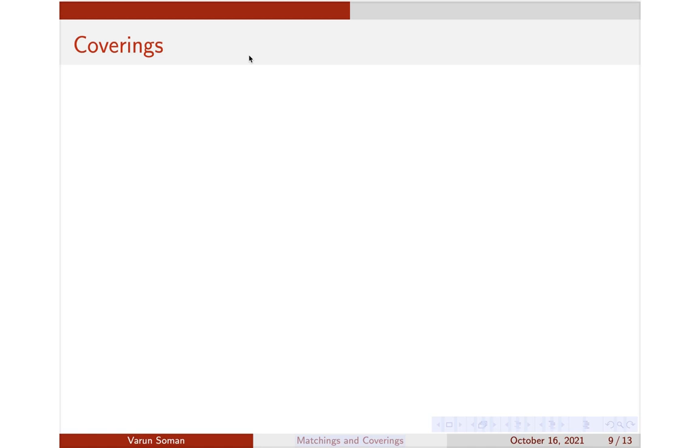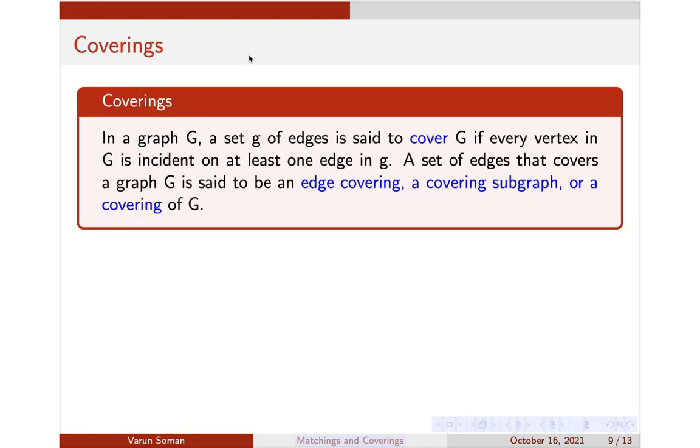Very simple idea. In matching, it was a collection of edges which were not adjacent. Here the edges could also be adjacent. So in covering the edges could be adjacent, while in matchings the edges cannot be adjacent. The property of covering is that the edges should touch all the vertices. That's the only idea. So definitely if you take all the edges, it would be a covering. A set of edges is said to cover G if every vertex in G is incident to at least one edge in the set.